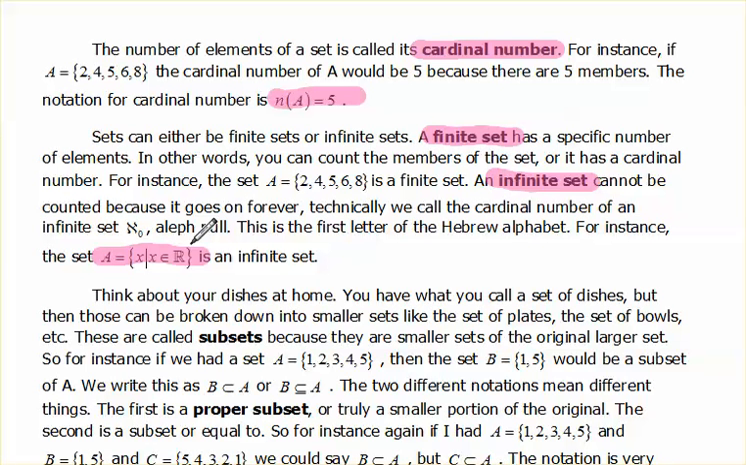So we couldn't count them all. Now, technically, there is a cardinal number for an infinite set, but it's kind of weird. This is not in your book or anything, just a little something extra. Technically, the cardinal number of an infinite set is this symbol, and the name of it is Aleph Null. This little aleph here, and then the null is the zero part. Aleph is the first letter of the Hebrew alphabet, so that's kind of interesting.